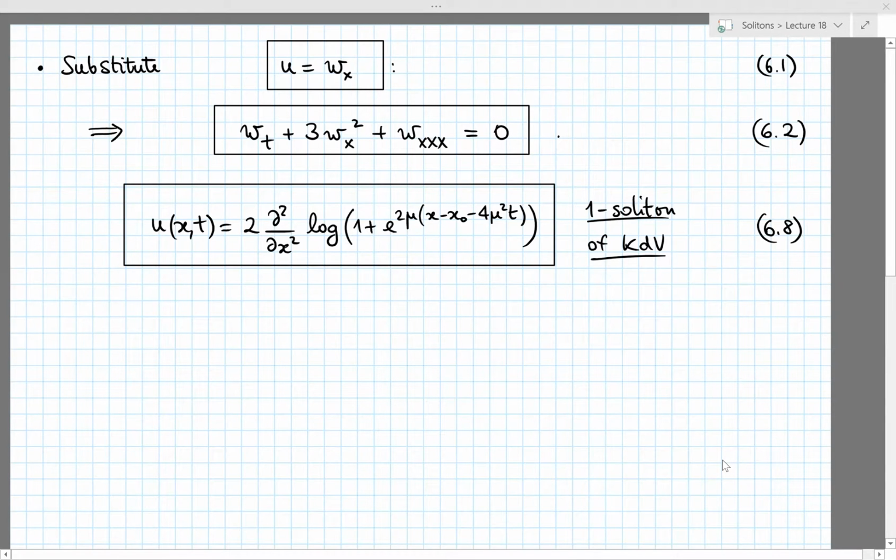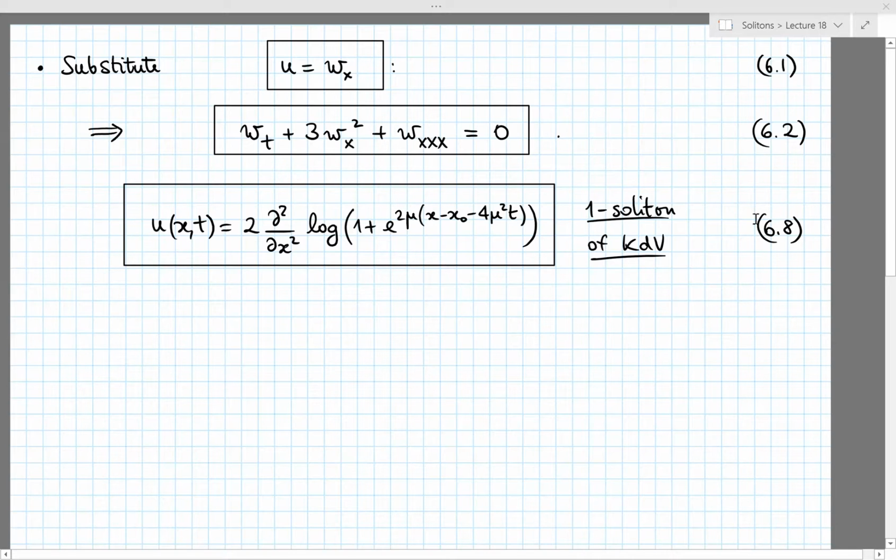Let's recap before we proceed. So what we did was to substitute u equal to wx, equation 6.1, in the KdV equation. And then we found an equation for w that after integrating once with respect to x and redefining w to get rid of an integration constant, became equation 6.2. But then we noticed that if we looked at the one soliton solution of the KdV equation, it can indeed conveniently be written as a partial derivative with respect to x of a function. But in fact, we can do more.